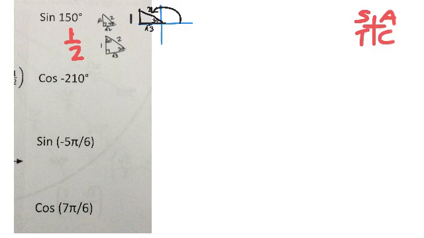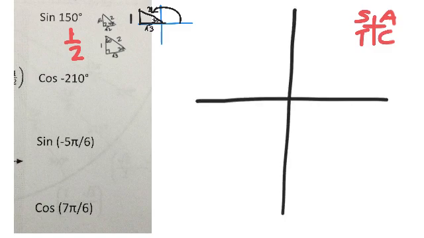Next one, cosine of negative 210 degrees. Now I'm rotating in the negative direction, which means clockwise. So this will be negative 90, negative 180. To get to negative 210, I have to rotate an additional 30 degrees, which is going to put me here in the second quadrant. And again, if I went 180 here up to 210, that means this angle here is a 30-degree angle.